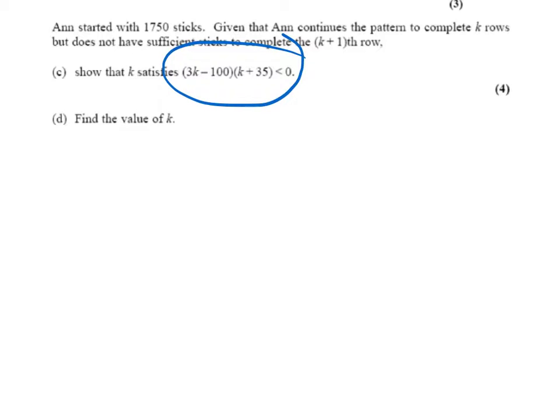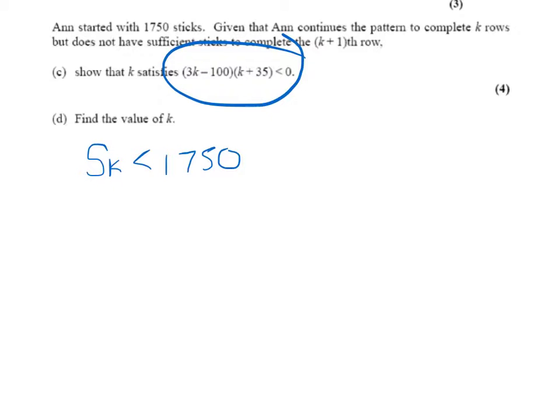So we're going to use our sum rule. We know that the sum of the K terms has got to be less than 1,750, because I can't go above that. Okay, but it actually can be less than or equal to 1,750, but we'll just say it's less than for now.